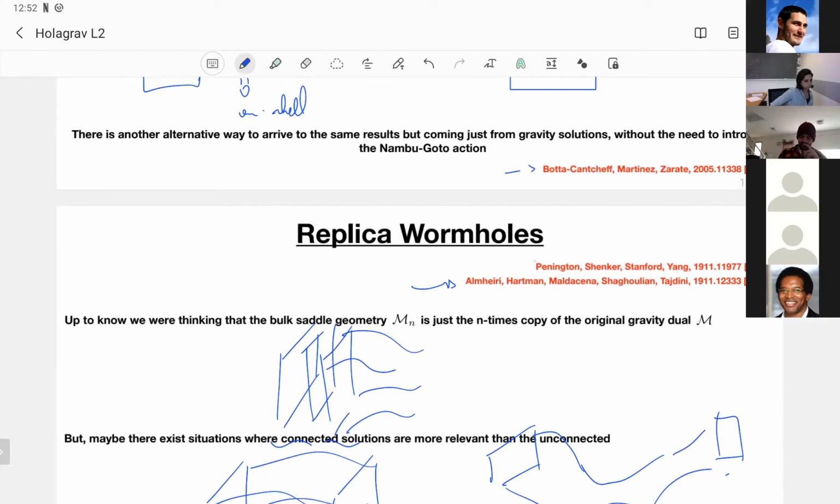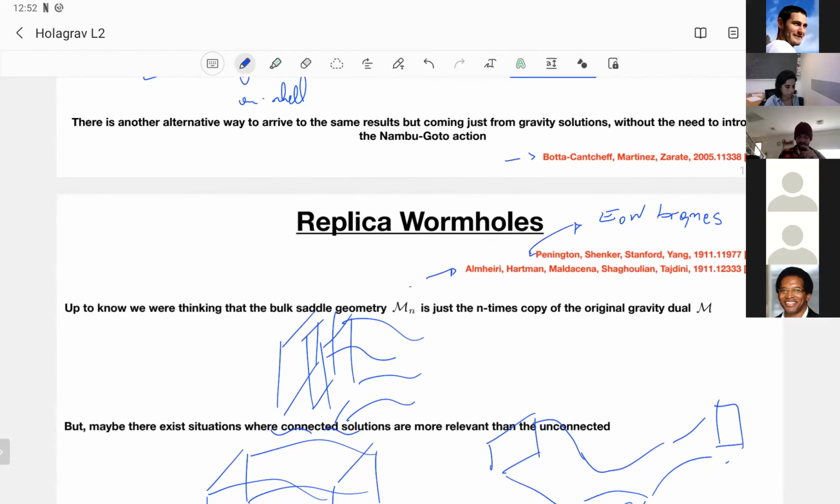These guys use something called end of the world branes to cut the geometry. Because in this context of black hole evaporation, you will see that we have to cut the geometry and couple the gravity region with a non-gravitational region. To do that, in this paper they use end of the world branes, and in this paper it is just, to me, more natural, but we will see. I will follow an example of this.